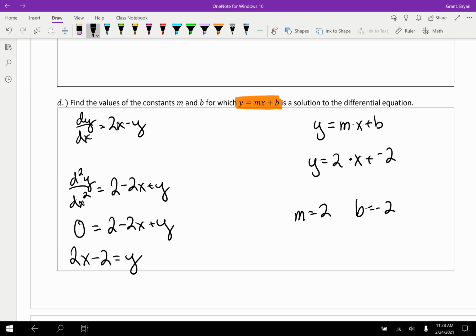There is another way to do this just with the first derivative and a couple substitutions and systems of equations, but I liked this way the most. All right, let's continue on.